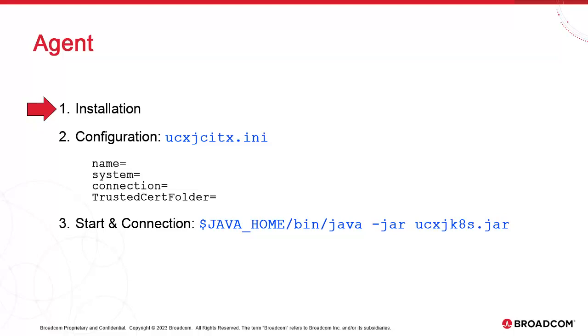Based on the platform, we rename the agent configuration file ucxj/citx and set a minimum of 4 values: the agent name, the AE system name, the host name and port connection to AE's JCP, and finally the directory containing the TLS certificates. Finally, we start the agents by invoking the jar file via the Java commands.